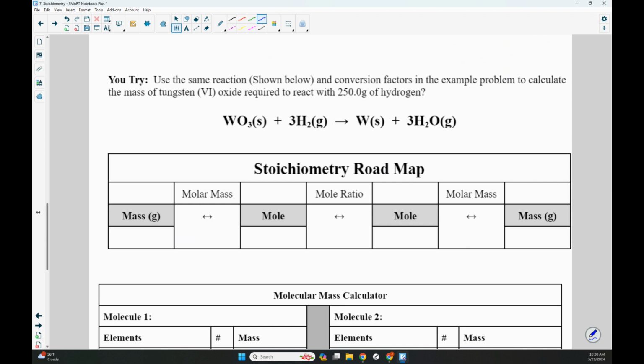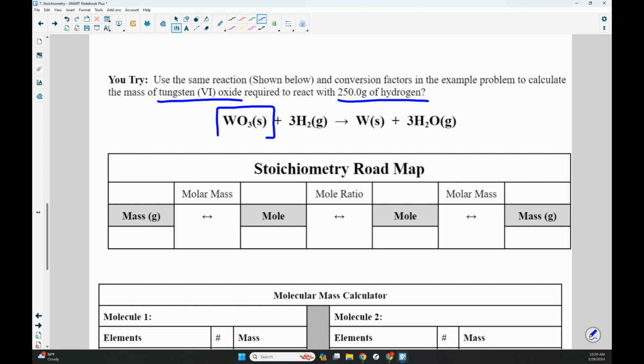Welcome back. Hopefully you were successful with the U-try. Here is the solution. Step 1 again is to read the question carefully. I can't emphasize enough how important that is. It says use the same reaction and conversion factors in the example problem to calculate the mass of tungsten oxide required to react with 250 grams of hydrogen. So you got to be very careful here. Tungsten oxide is something different.